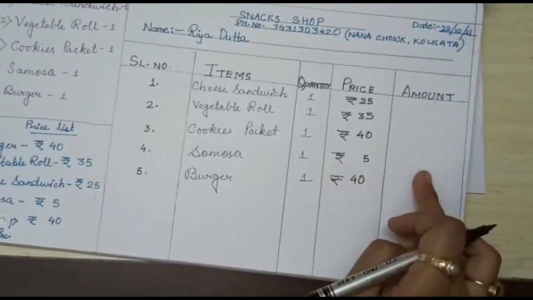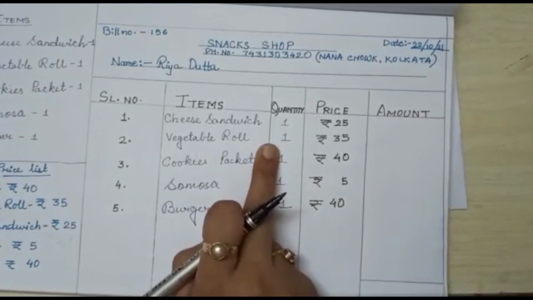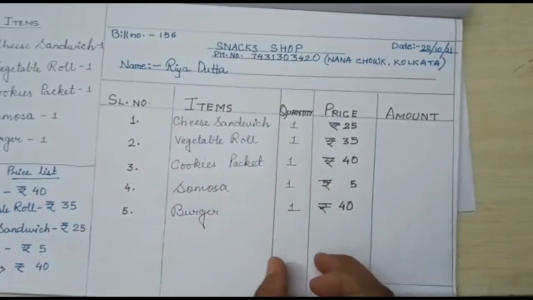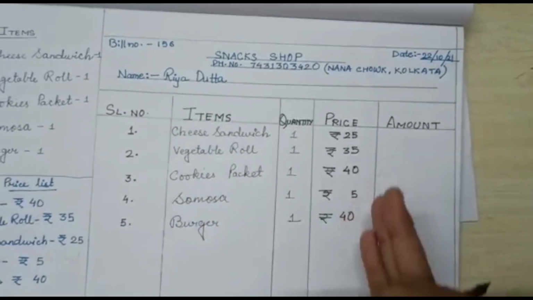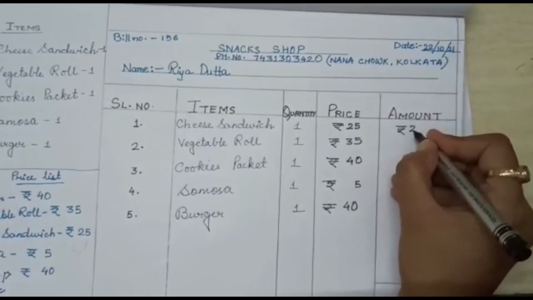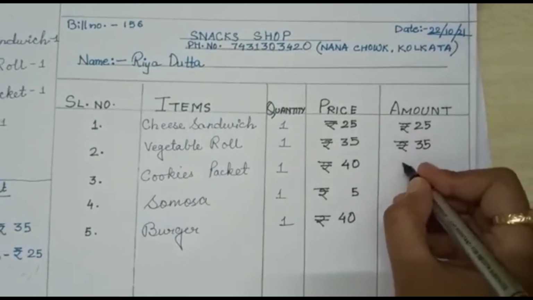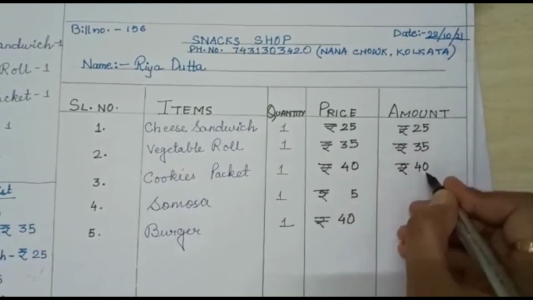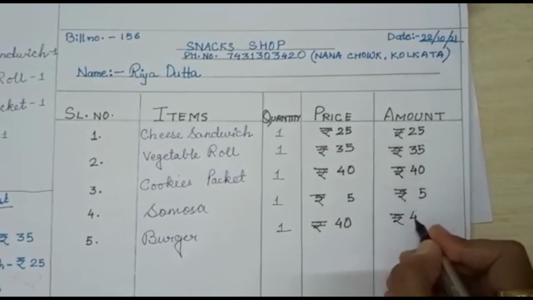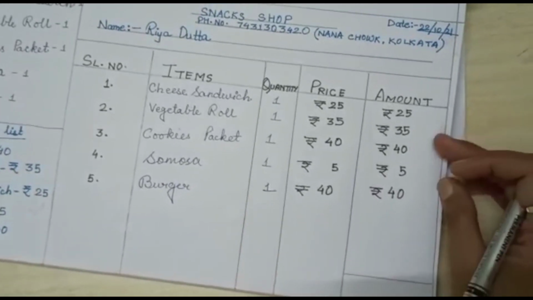So in the next column, that is the amount column, as you have only bought one piece of each item, there is nothing to do in this column, but just write the same price here. So rupees 25, just write down the same thing. 35, 40, 5 and 40.